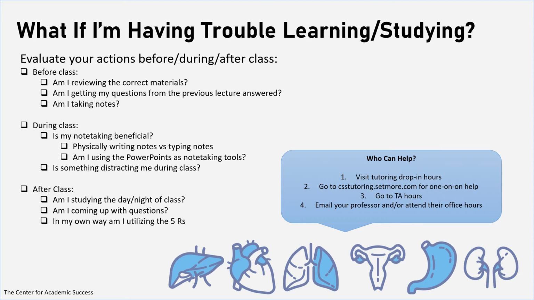If you are having trouble with this, you should visit the drop-in hours in the tutoring center located in Tower 2129. You could go to csstutoring.setmore.com for one-on-one help. This is online half-an-hour sessions. Or you could go to your TA or email your professor. They might seem a little scary, and I remember having a hard time reaching out to professors, but they really are there to help you.